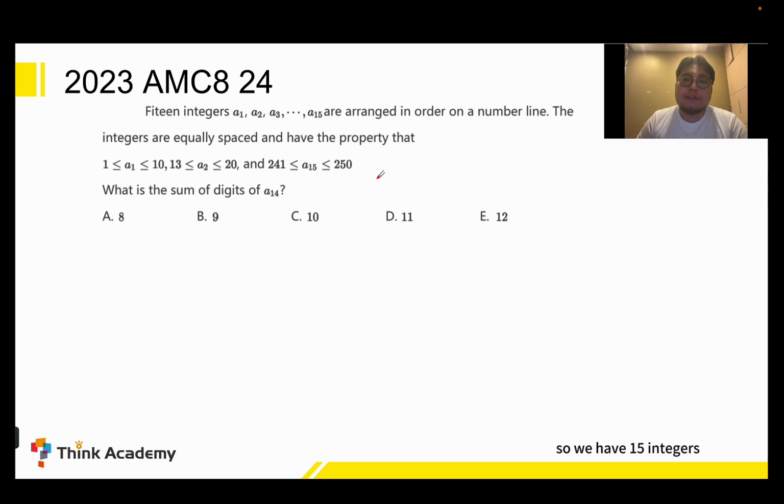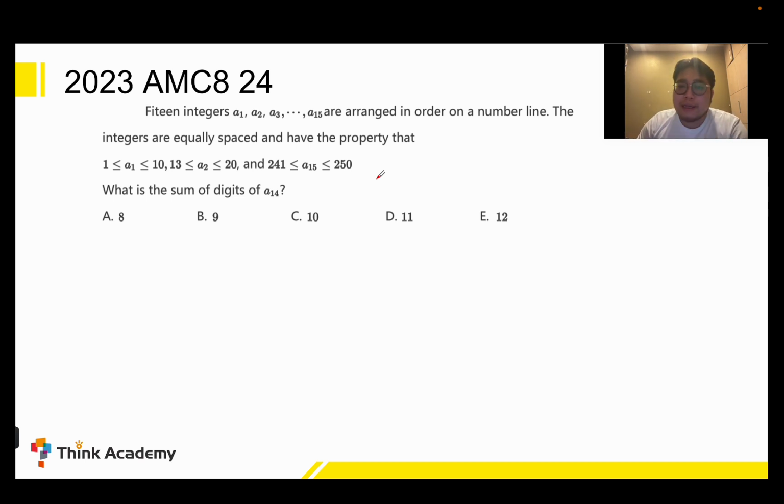So we have 15 integers, a1, a2, up to a15, arranged in order on a number line. The integers are equally spaced and have the property that 1 ≤ a1 ≤ 10, 13 < a2 ≤ 20, and 241 < a15 ≤ 250. We need to find the sum of the digits of a14. After looking at this question, what can you find?